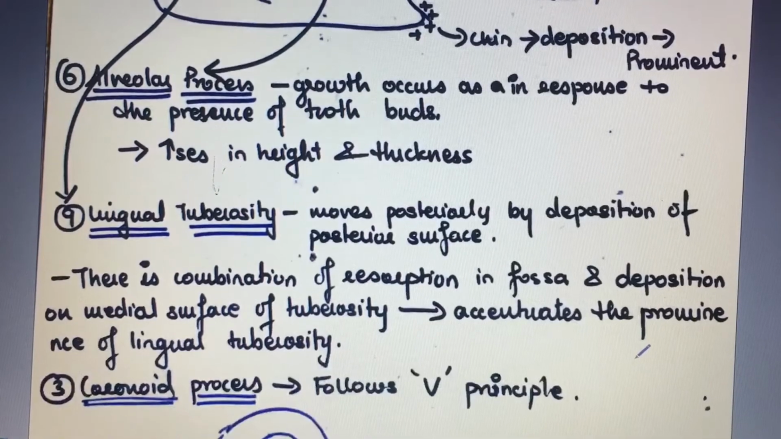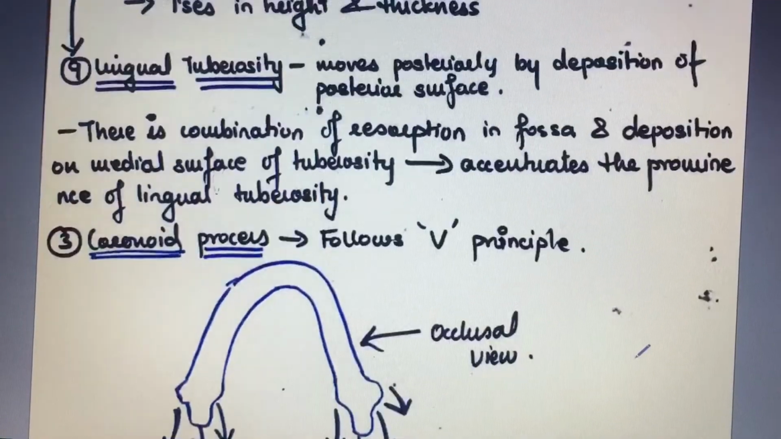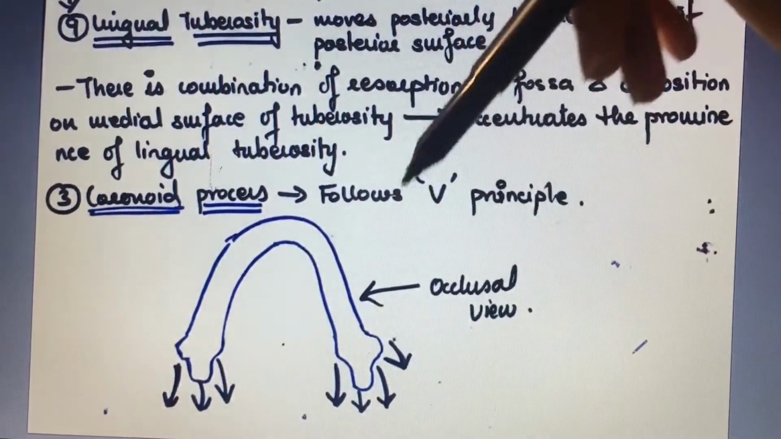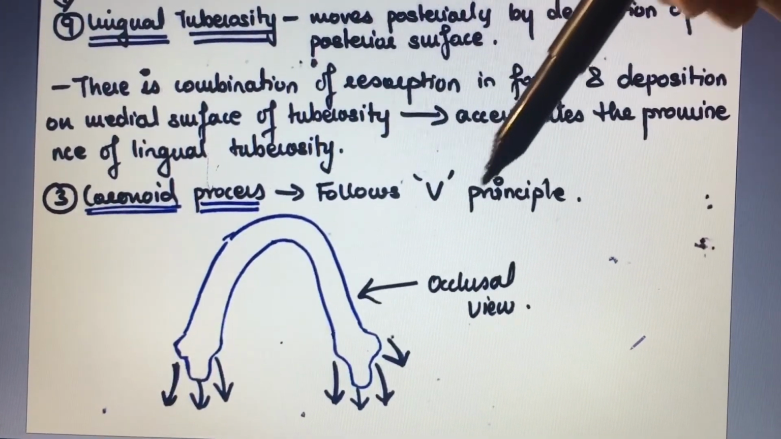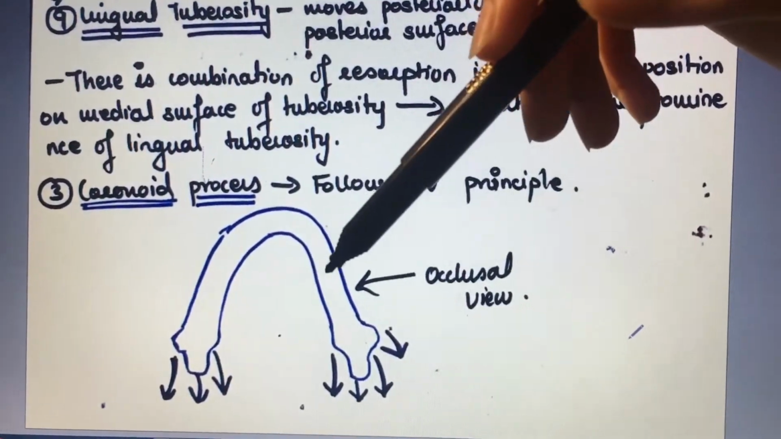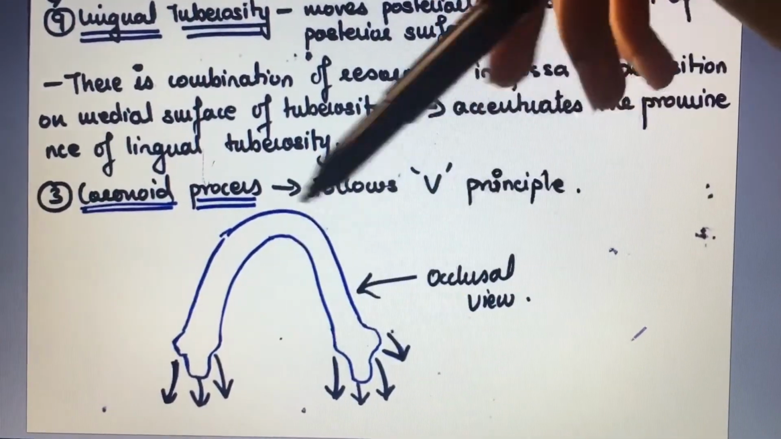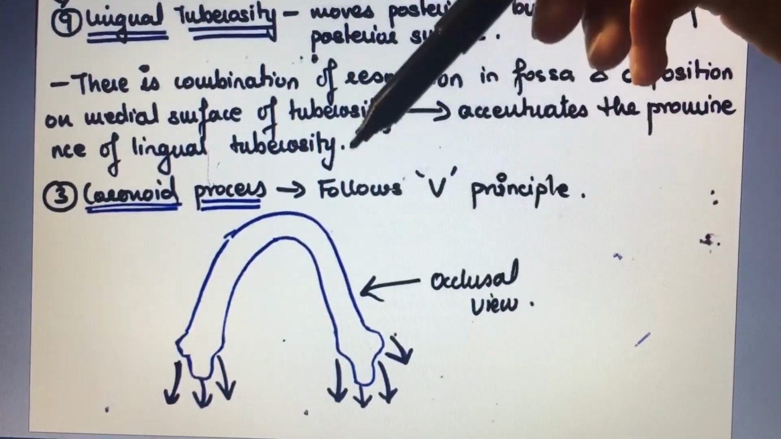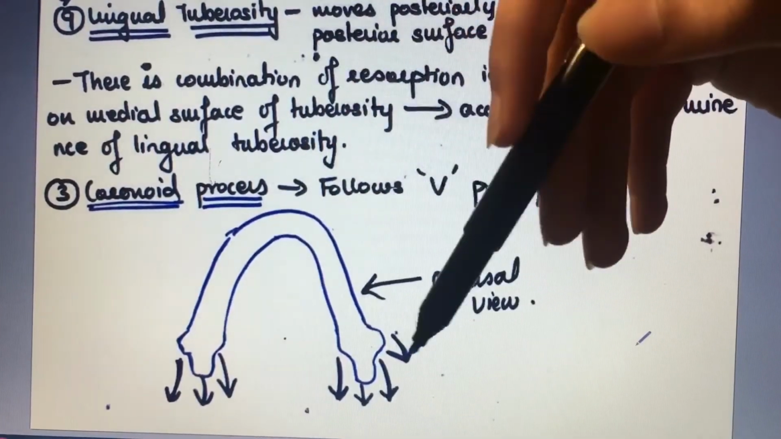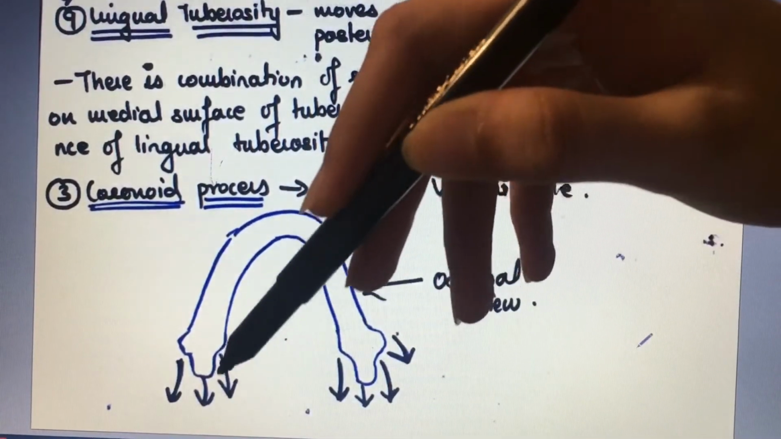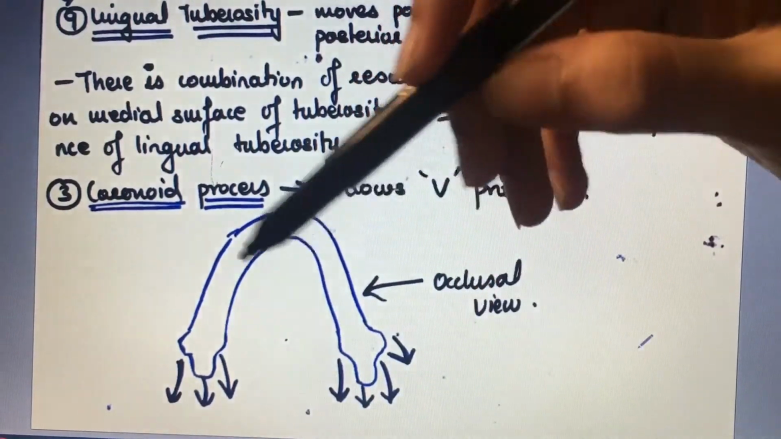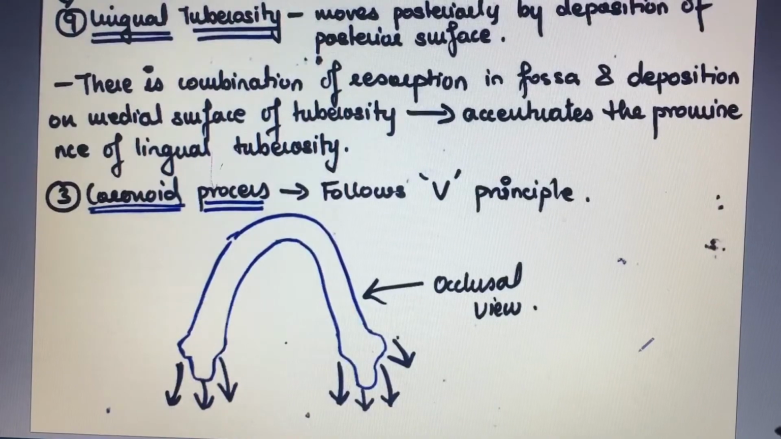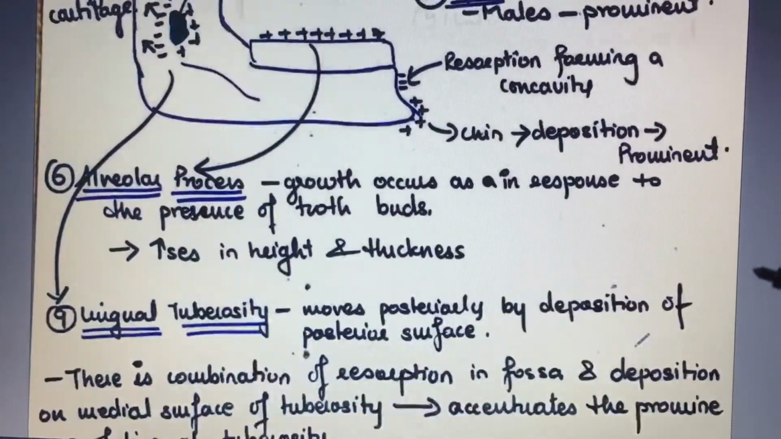Then we have the coronoid process. The growth of coronoid process follows a V principle. As you can see, this is the occlusal view of the mandible. So there is growth occurring with respect to the V principle. In this view, you can see there is deposition occurring at the lingual surface, that is the medial surface over here. In this way, the postnatal growth of mandible occurs. So this was all about the postnatal growth of mandible.